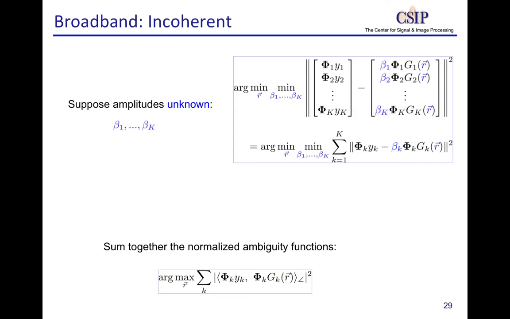Now on the other hand, suppose that we have the same setup, but now each individual source amplitude is unknown for each frequency. So this is the general case where we shouldn't expect to know what spectrum the source is transmitting with. So in general, we need to estimate all of these, and instead we're estimating each beta k by itself. And this is equivalent to summing together the normalized ambiguity functions. You can show this.